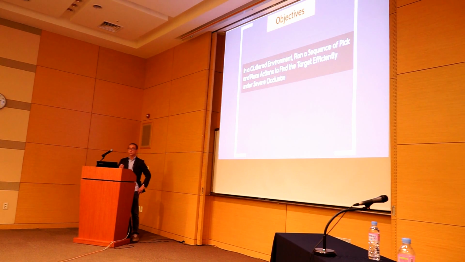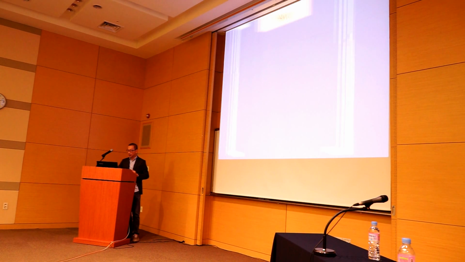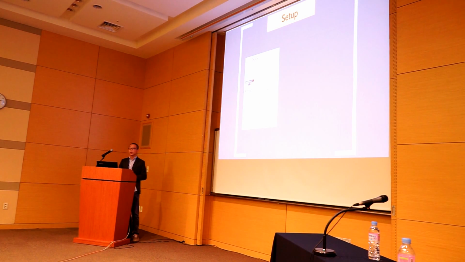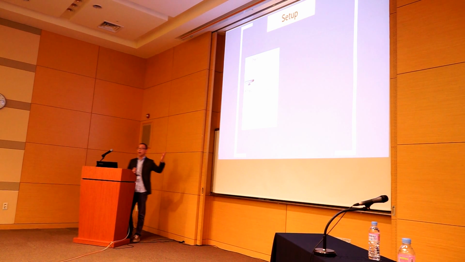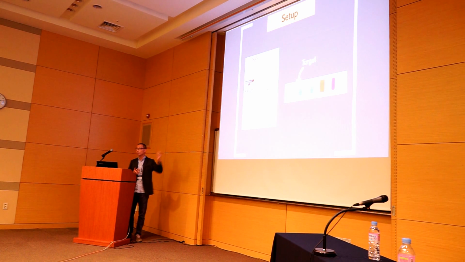The objective here is to, in a cluttered environment, plan a sequence of pick and place actions to find the target object efficiently under severe occlusion. Here's the setup. In simulation, we have a shelf on which the objects can be placed. We have a Kinect sensor with a fixed view to capture the environment. And we have a table to which the target objects will be transported. We have six types of objects which can be distinguished by colors. Across all experiments, the target object is this purple-blue cuboid.